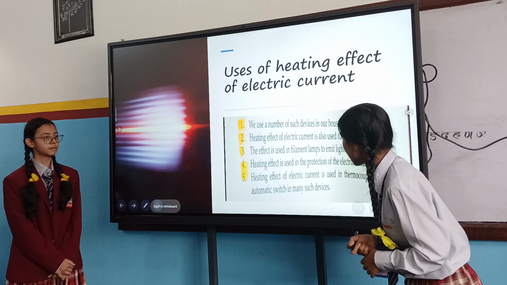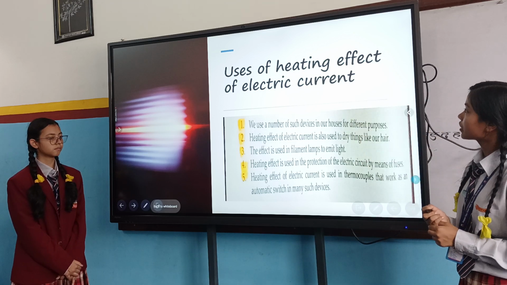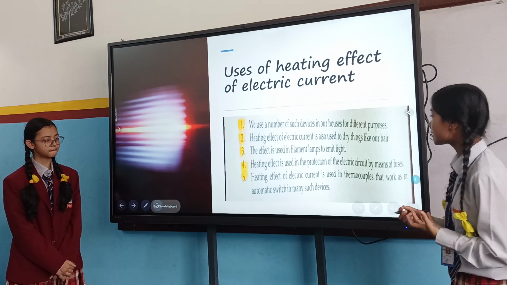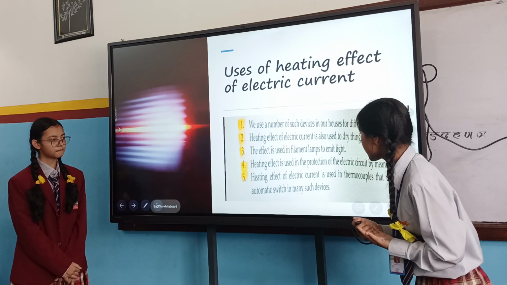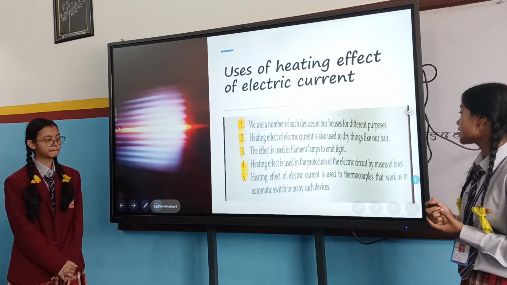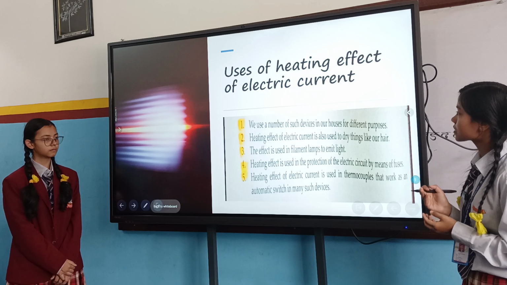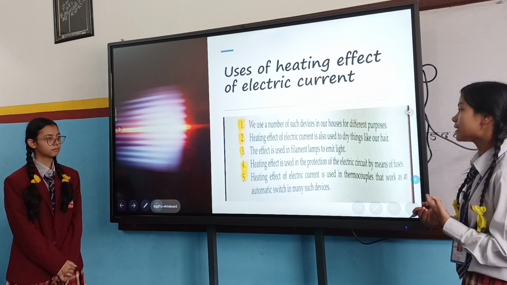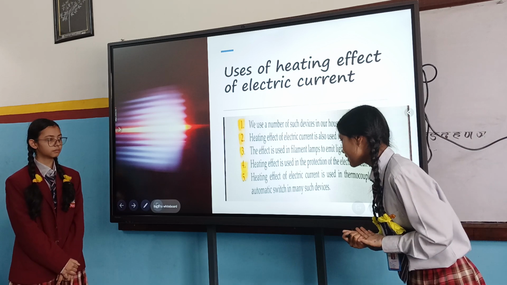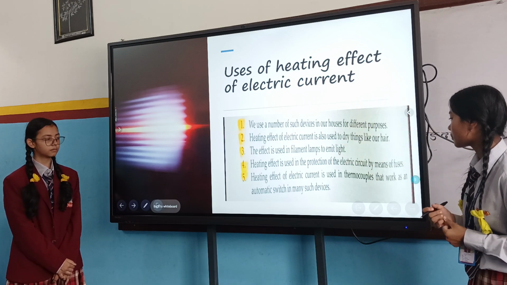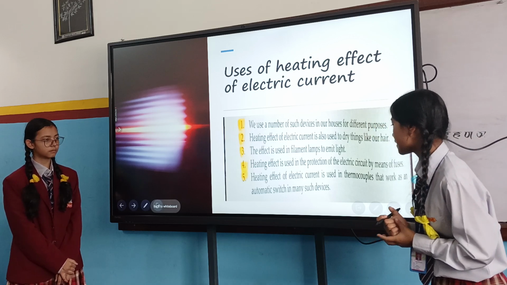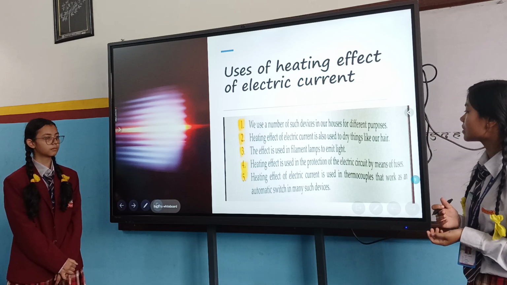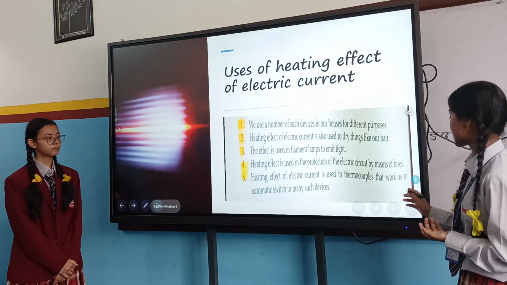The effect is used in filament lamps to emit light, that is, the effect of electric current is used in the filament of lights to make them glow. And the heating effect is used in the protection of electric circuits by means of fuses. Fuses also use the heating effect of electric current, which helps in protection of the circuit. The heating effect is used in thermocouples that work as an automatic switch in many devices. We have seen many automatic switches in devices. In those kinds of devices also, electric current effects are used.